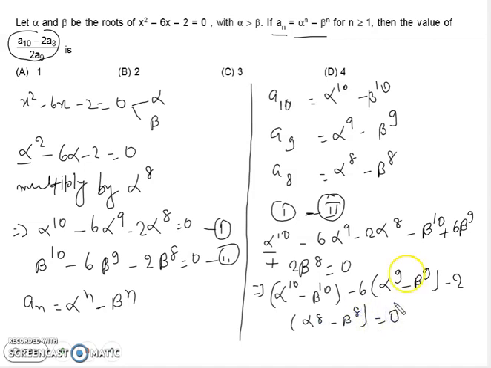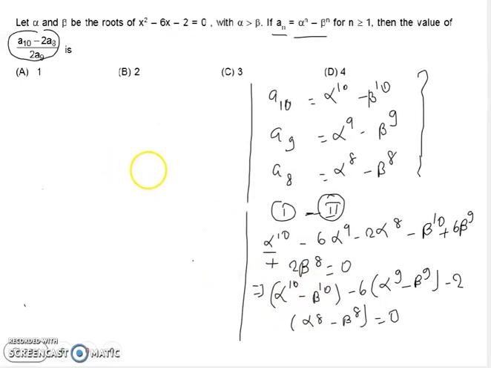And after using all the information from here, we can put the values. So now, guys, α^10 − β^10 is equal to a10, right? And similarly α^9 − β^9 we can write as a9, so a10 minus 6a9 minus 2a8 is equal to 0, right? Are you getting my points, guys?